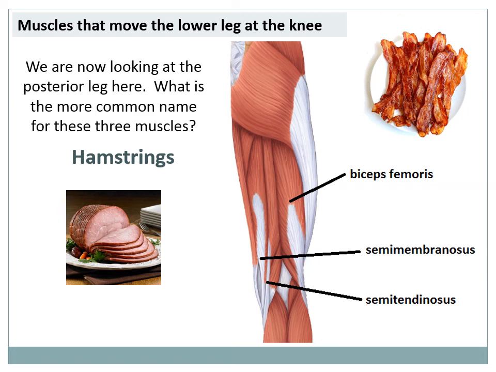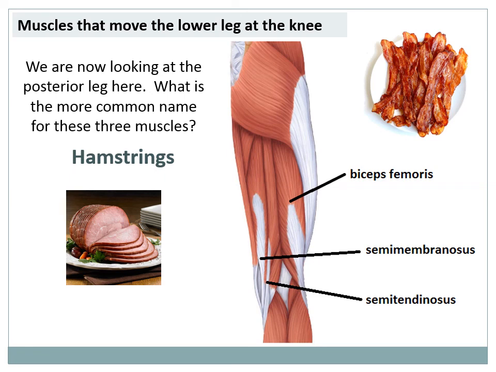So I use that to help you remember these back of the leg muscles are your hamstrings, because if you ever eat a ham, it can be semimembranosus, because you know how ham can have those membranes on the top of it that you have to cut through. And you want your ham to be tender, so it should be semitendinosus, right? And then biceps femoris because bacon is a type of ham. So bacon and biceps femoris.